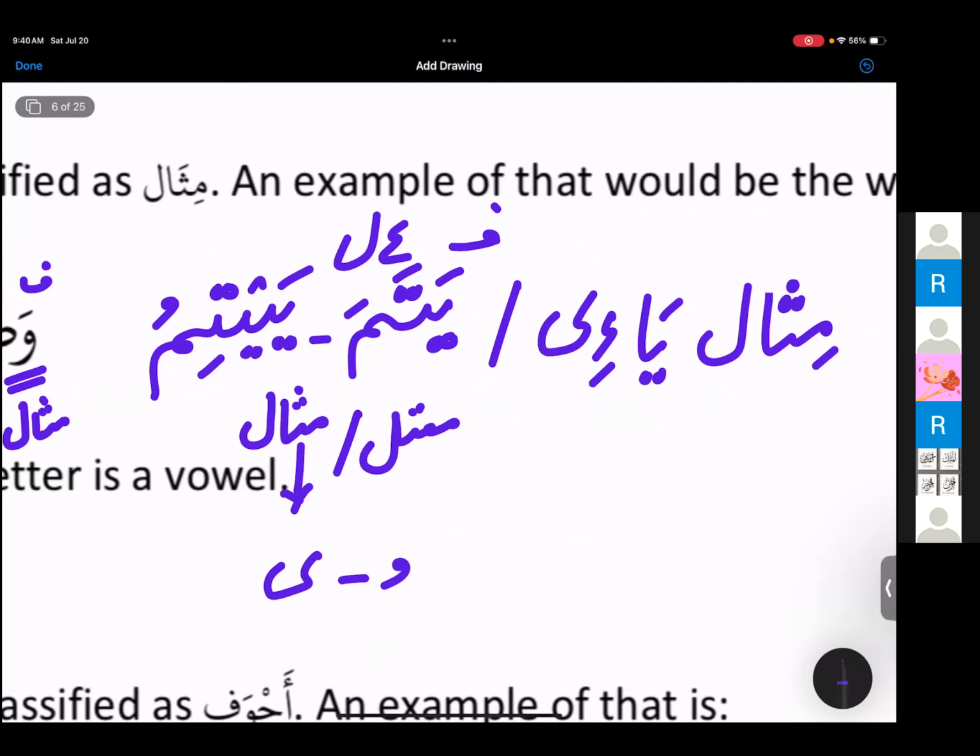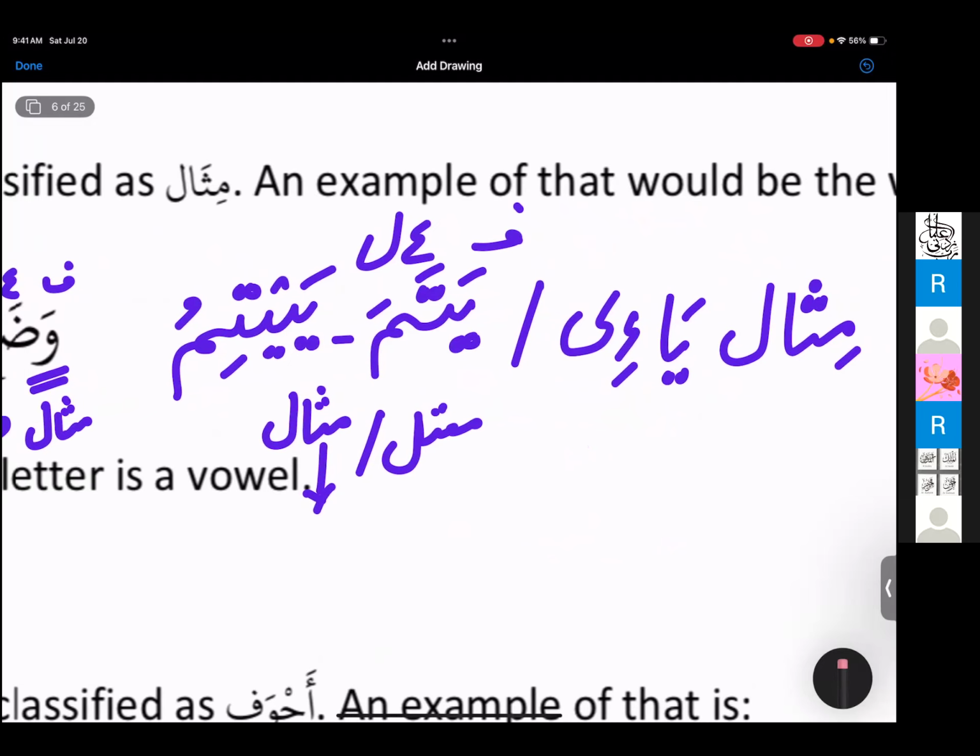Now in the second example, if I want to be more specific, yes, it is mu'tal, yes, it is misal, but in misal I still need to specify more. So what should I call it? Misal ya'i. Did you get it now? Yes, got it. Jazakallahu khairan kaseera.